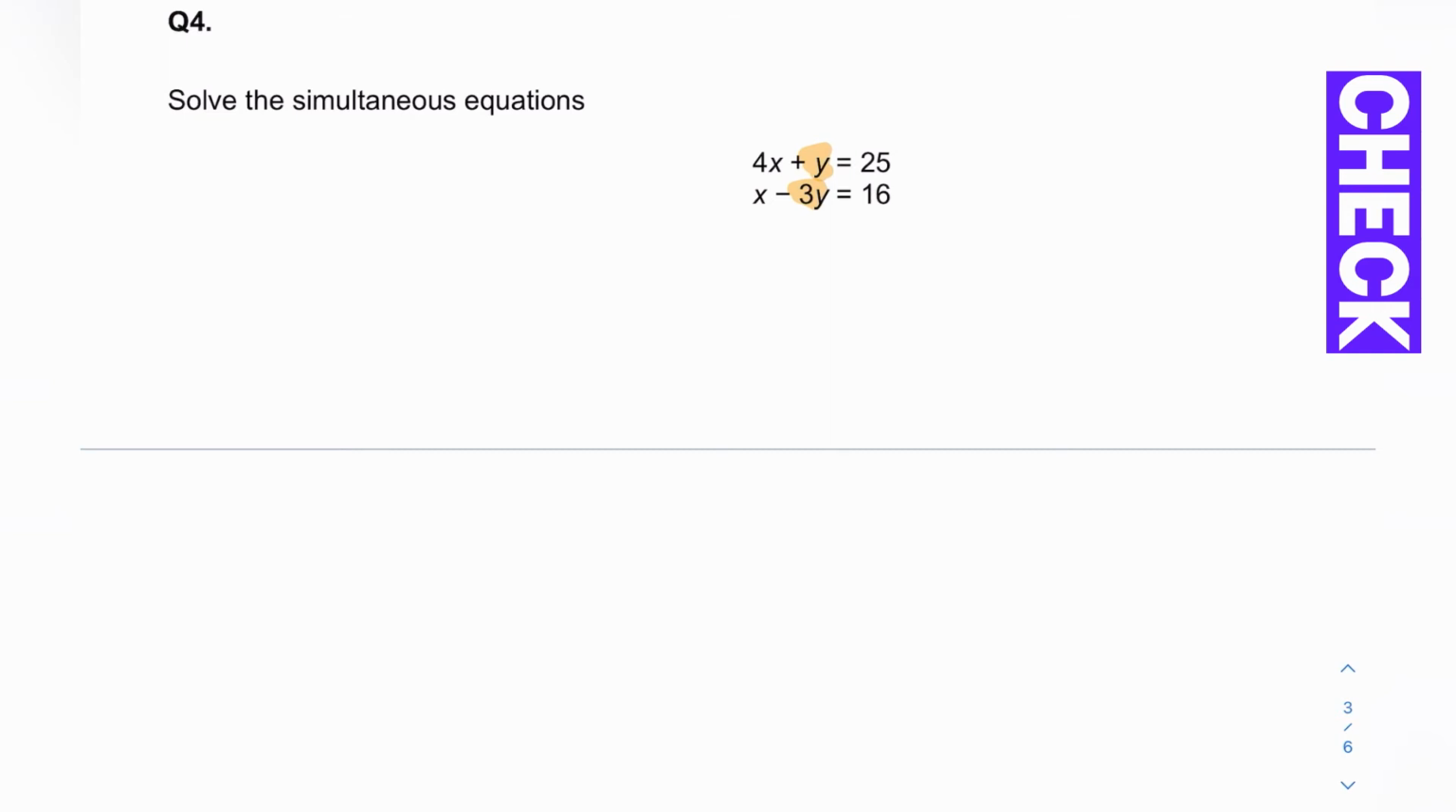So I'm looking for the lowest common multiple of 1 and negative 3. So that means I would want to times my first equation by 3. So now I've got the same coefficient in front of each. That means I'd have 12x plus 3y is equal to 75. And my equation 2 stays exactly the same because it has already got the coefficient of 3. So we've got x minus 3y is equal to 16.